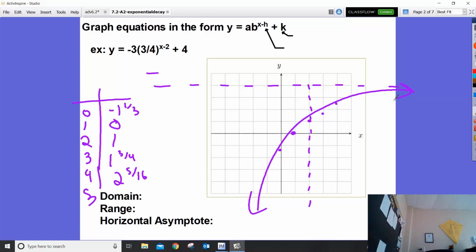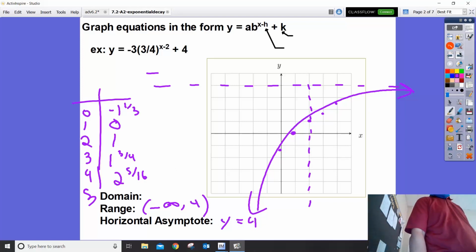What's its domain? Okay, that's the easy one. What's the range? Negative infinity... Horizontal asymptote? Y equals 4. Thank you for saying Y equals. I say Y equals. 4 is wrong. All right, so hopefully that's all the graphing we're doing.